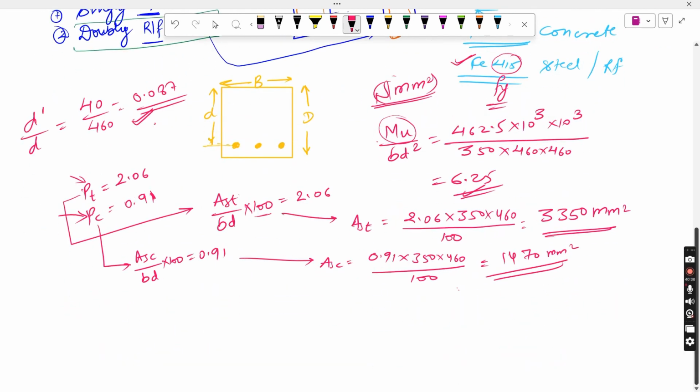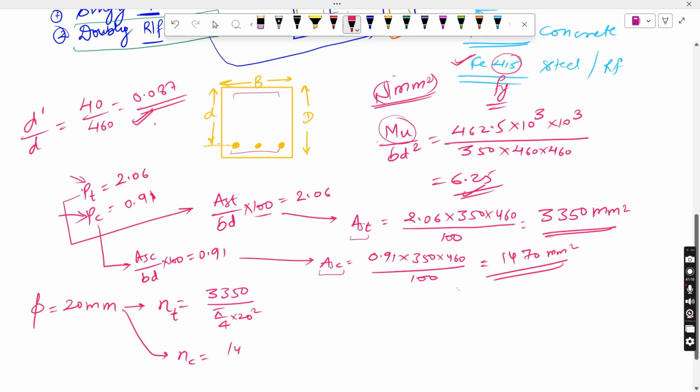But we have to check how many bars we have to provide at the bottom and at the top to get this area of steel on both sides. The diameter of the bar we have already taken as 20 mm. So you can get the number of bars by dividing the total area. This is for tension. The total area is 3350, and the area of one bar is pi by 4 multiplied by diameter squared. In this way you can get NT and NC.